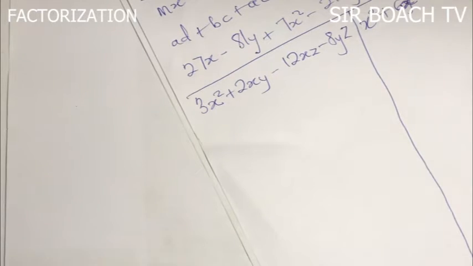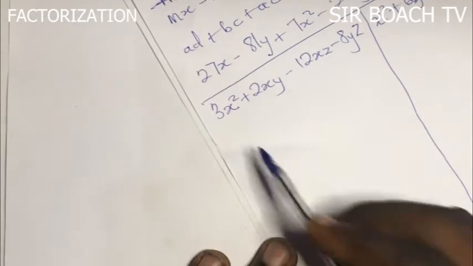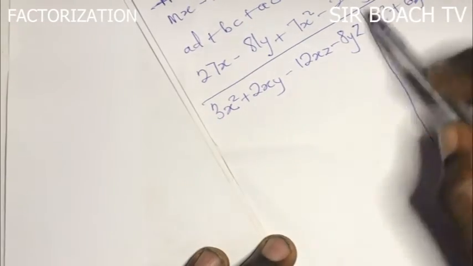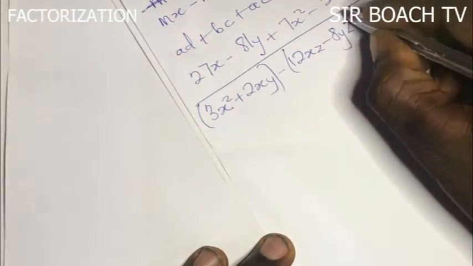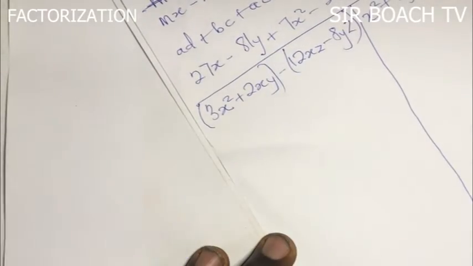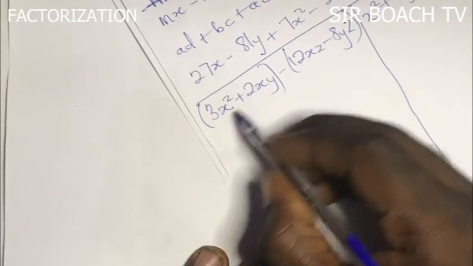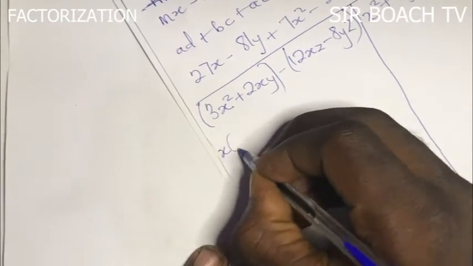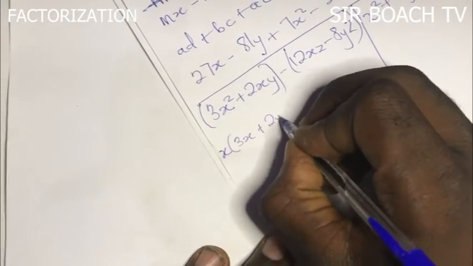Okay, so the first one: 3x squared plus 2xy minus 12xz minus 8yz. With this one, we can group the first two and group the second two. It will work with us. We group the first 2 and the second 2. Now with these 2, what is common over here? We can see that x is common, so I can bring x out. Then we'll be left with what? 3x over here and also 2y over here.